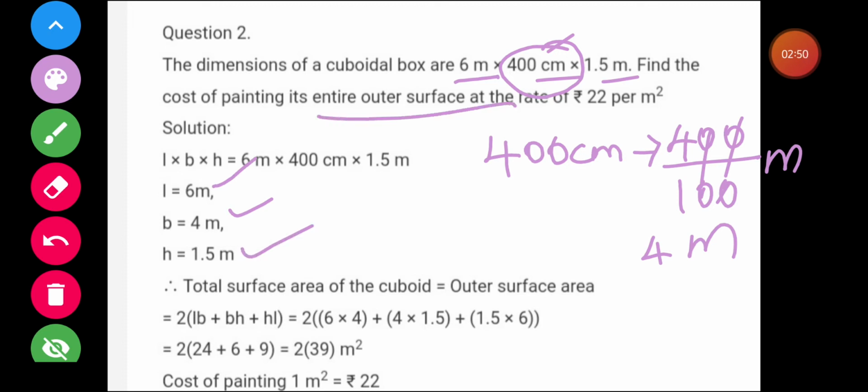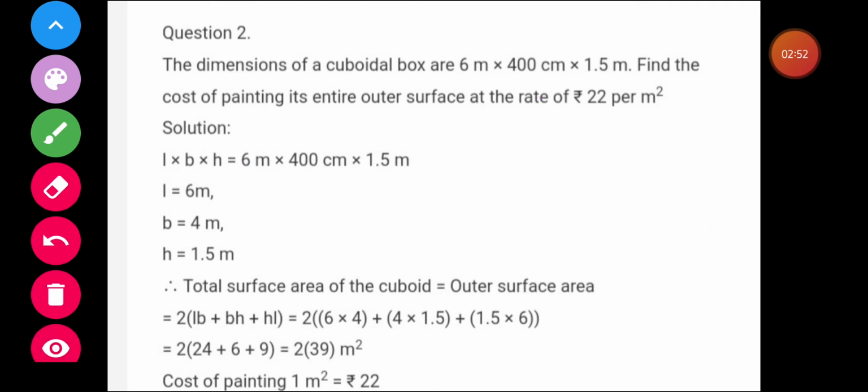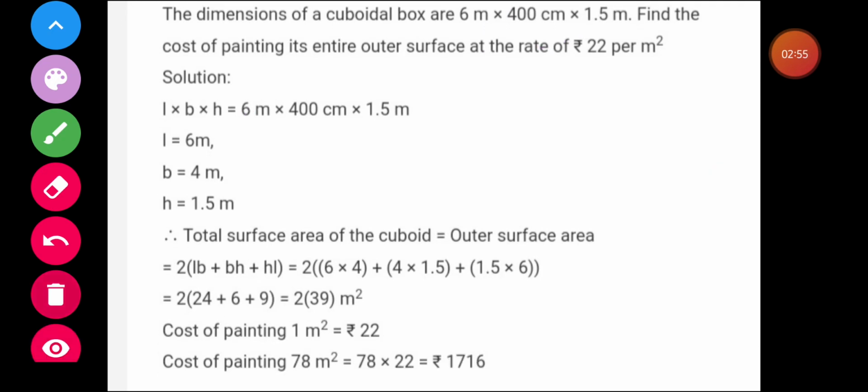Now we have to find the entire outer surface area first. For that we need to find the total surface area. We know the formula 2 into (LB plus BH plus LH). We can write LH or HL, both are equal only. Now 2 into (L into B, 6 into 4, B into H, 4 into 1.5, H into L, 1.5 into 6). 6 4s are 24, 4 into 1.5 is 6, 1.5 into 6 is 9. Now we add these values, we get 39.